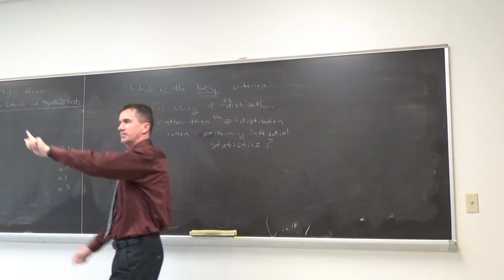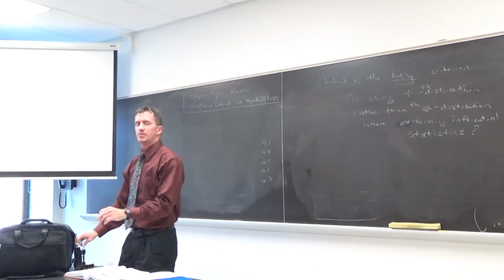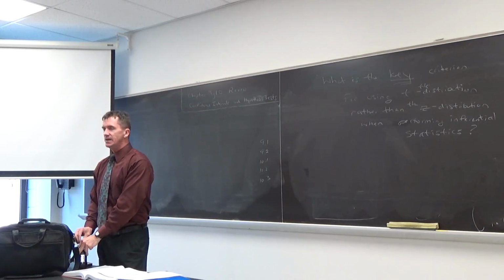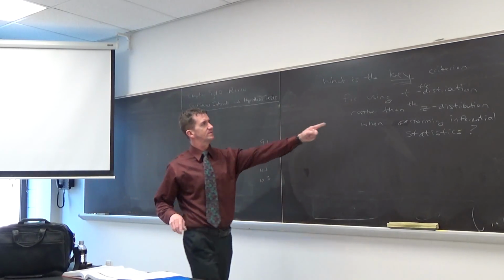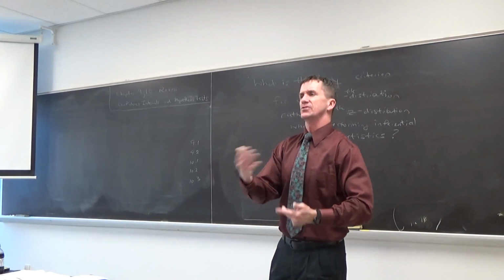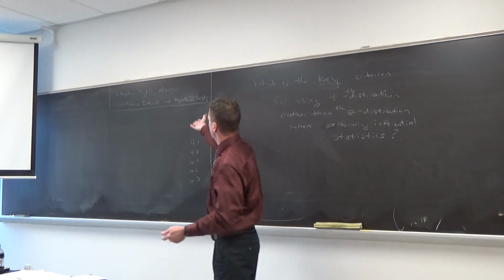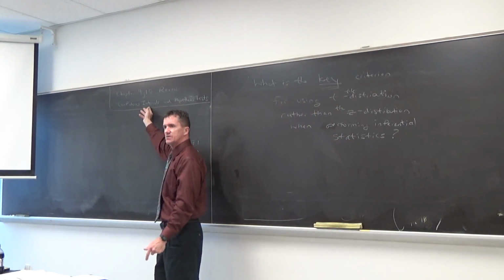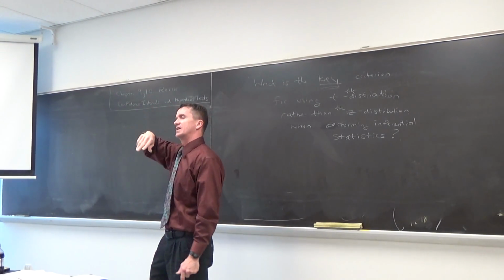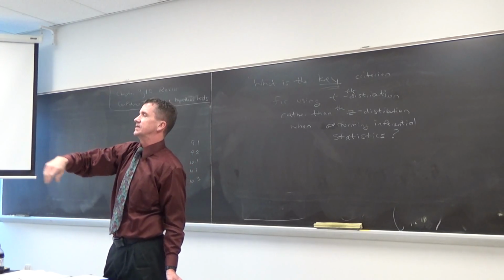Okay, everyone, let me just repeat this so it's clear. What is the key criterion for using the t distribution rather than the z distribution when performing inferential statistics? By the phrase inferential statistics, I'm talking about confidence intervals and hypothesis tests about population parameters, and we'll come up with the solution together.